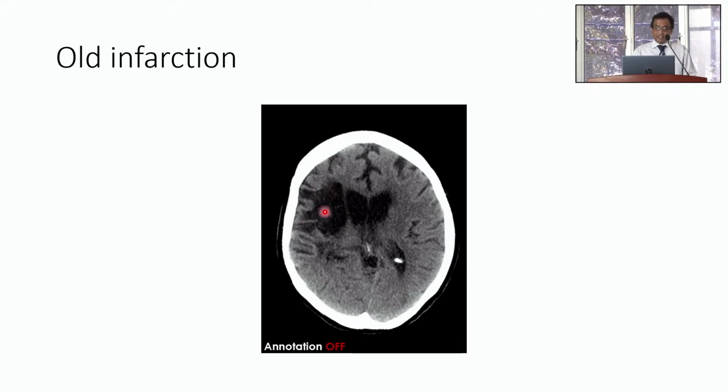Here we can see the old infarction hypodense area, but instead of sulcal effacement, we can see volume loss. Prominent sulci here, and this lateral ventricle is prominent. So this is due to the old infarction. He is not a candidate for thrombolysis.